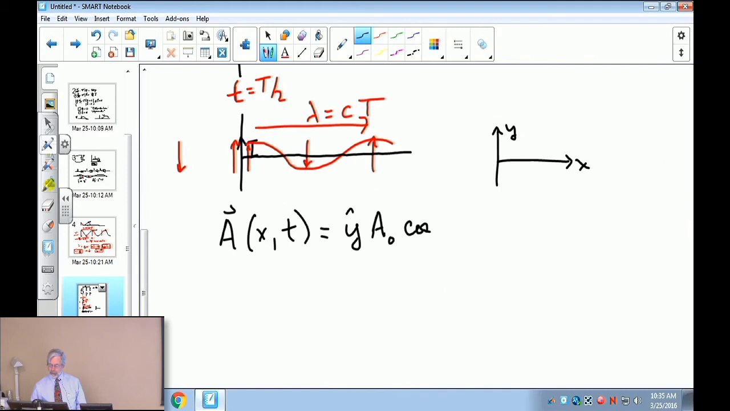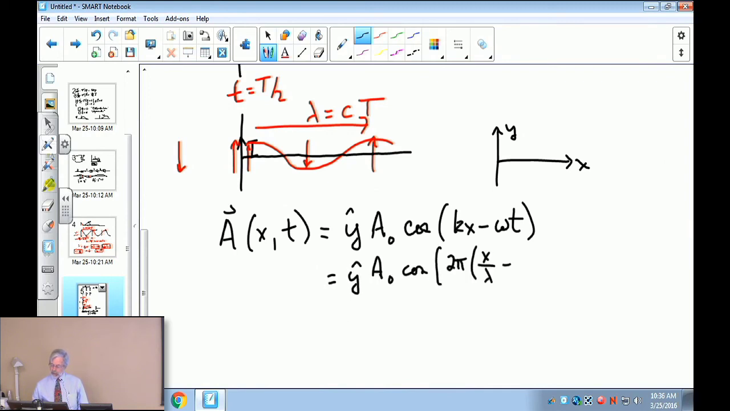And then it has a behavior which looks like this. I'm going to write it cos kx minus omega t. And remember, k is 2 pi over lambda, omega is 2 pi over the period, so you could write this in a little bit less compact notation, 2 pi times x over lambda minus t over the period. That's another way of doing it. Maybe it more clearly relates it to lambda, the wavelength, and the period, but it's a little bit more compact to write it in terms of wave number and frequency.